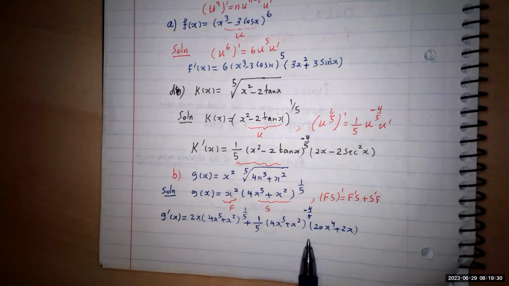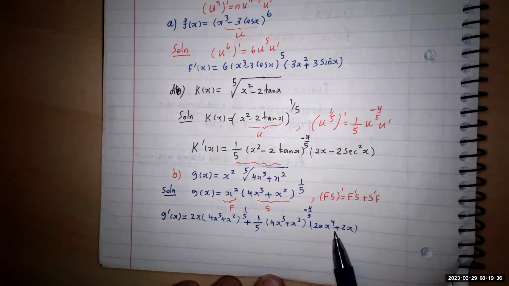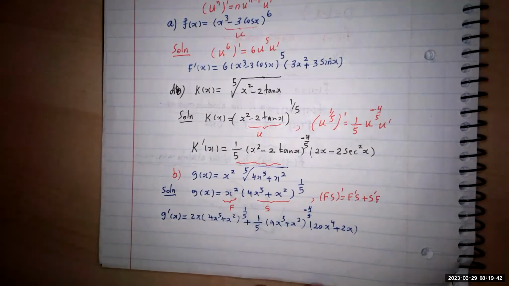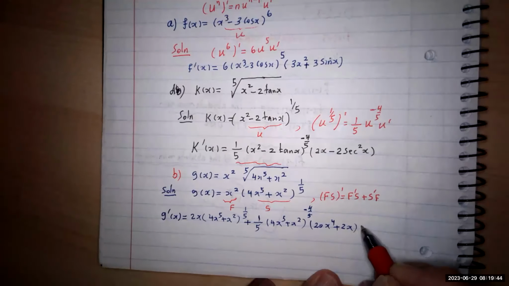So for the second one, you have to apply the chain rule. Now that's the derivative of the second one, times the first one. The first one is x squared. Some people miss this one, but this is the product rule, so you have to times it by x squared.